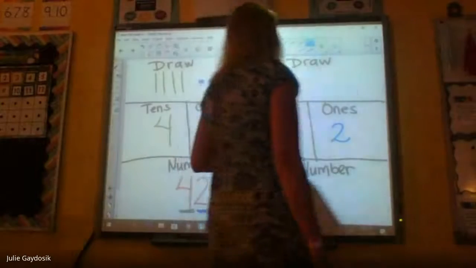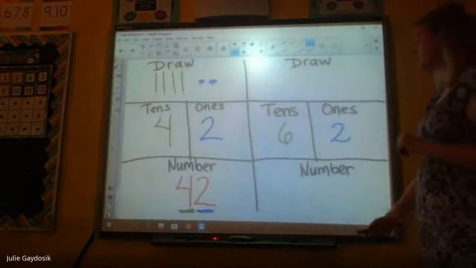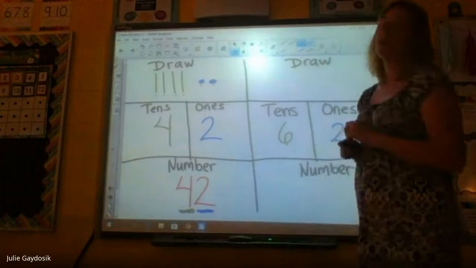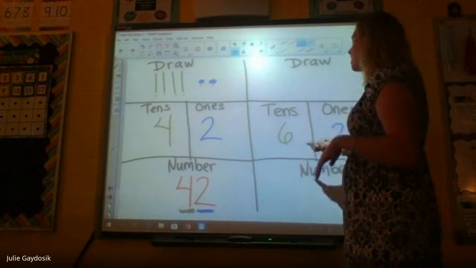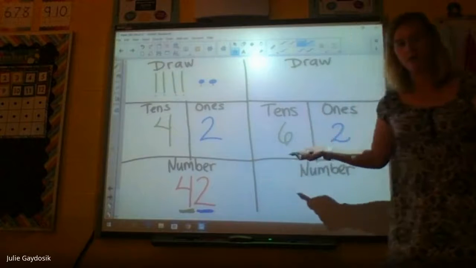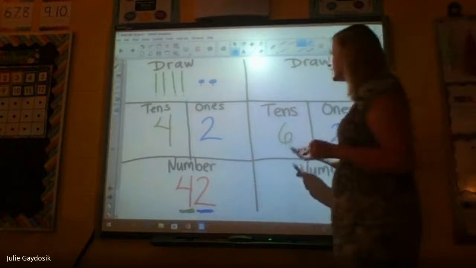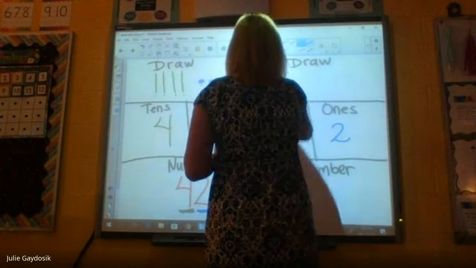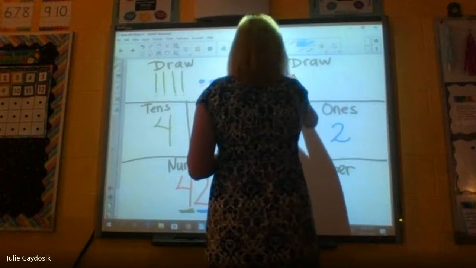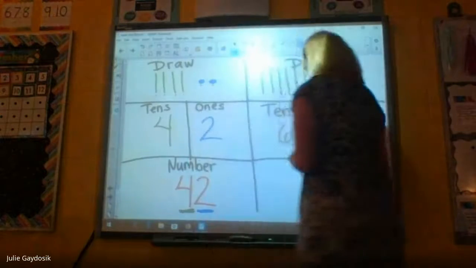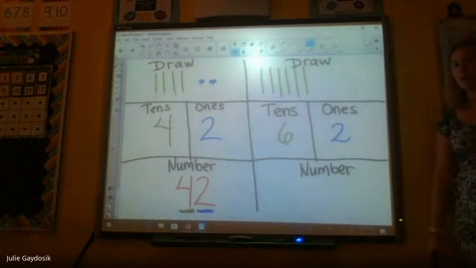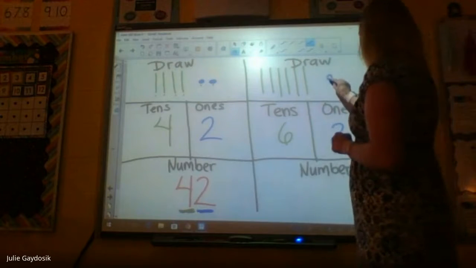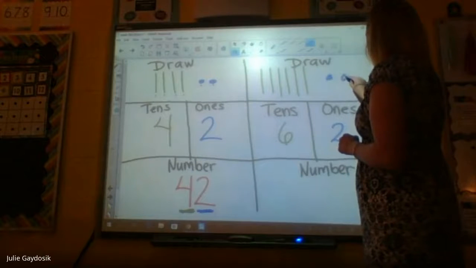All right. So now what we're going to do is we see that there are 6 10s and 2 1s. So I'm going to draw my 10s first. So if I was to draw the 10s, how many am I going to draw? That's right. I'm going to draw 6. So I'm going to draw my 6 sticks or 10s. 1, 2, 3, 4, 5, 6. Now what I'm going to do is I'm going to draw my 1s. How many 1s are there? That's right, there are 2. 1, 2.